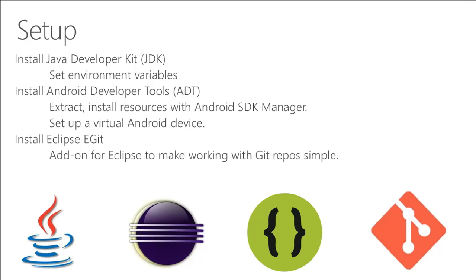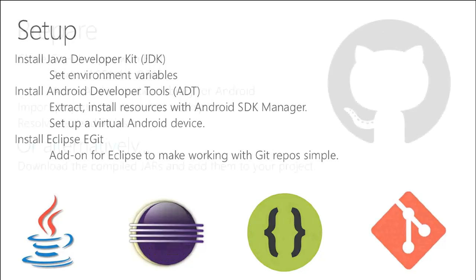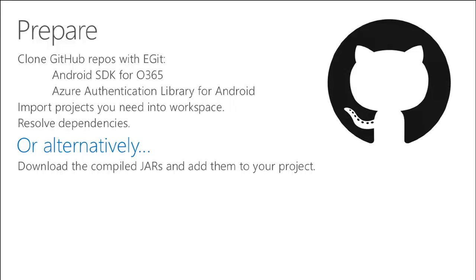Okay, once you have this, you've got your Eclipse environment set up, you're about ready to go. The next step will be to pull our SDKs into your working environment so that you can build with them. Two that you're going to end up needing: the Android SDK for Office 365, which you already mentioned, and another project that we're working on, which is the Azure Authentication Library for Android, which makes getting those access tokens and dealing with OAuth simpler. So you'll need both of those, and then you'll get them moved into your workspace, and I'll show you that.